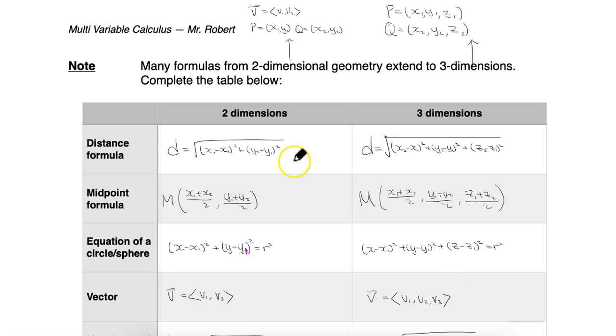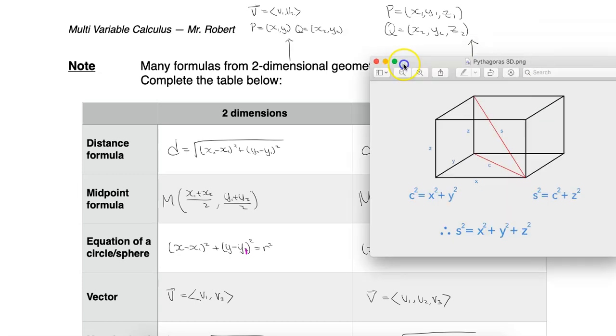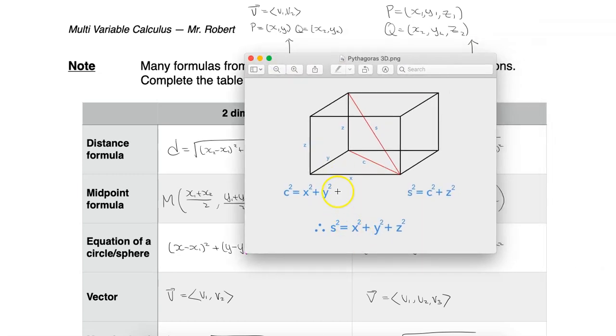Distance formula. So what's the distance between 2 points in 2D? We use the Pythagorean theorem. It expands nicely in 3D. This is y actually. Let me just draw this in. If we are looking for the distance between this point and that point on the other side of the parallelepiped rectangle, you can do it in 2 steps.